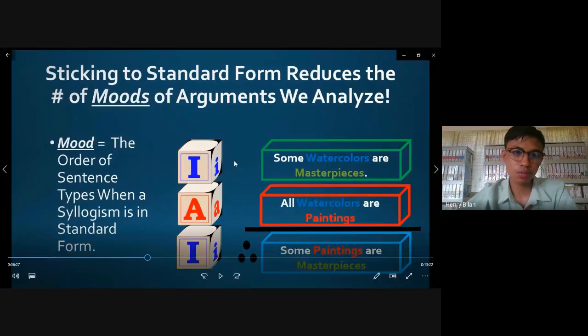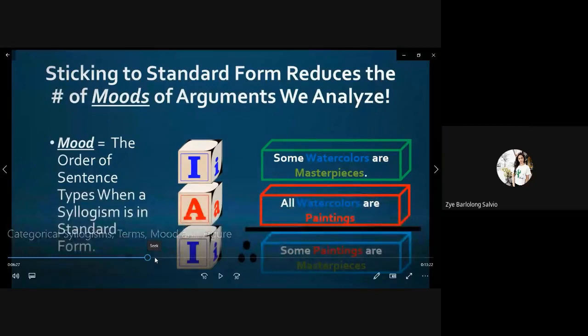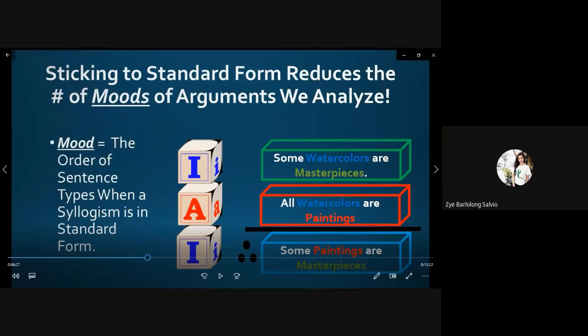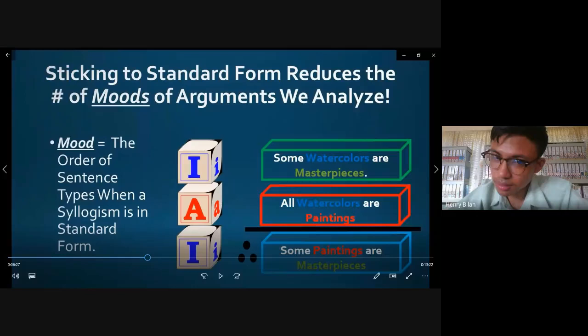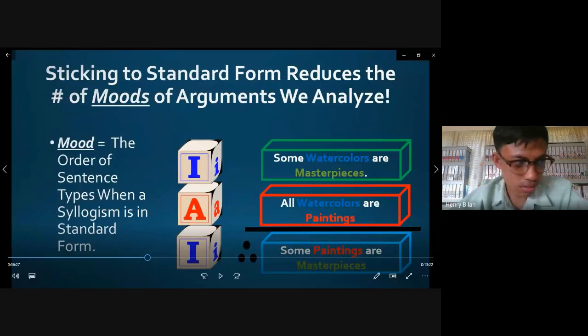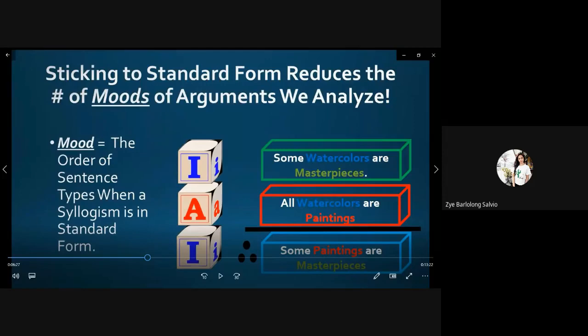Sir, excuse me. Sir, what's the clue if it's I-A-I? Come again? How can you tell me? Come again? You are choppy, so I didn't understand what you're saying. Sir, how can we determine if it is IAI?